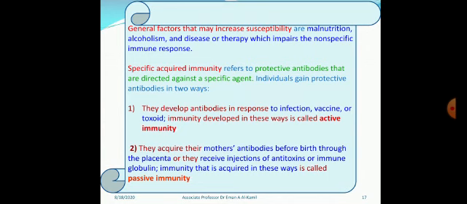Specific acquired immunity refers to protective antibodies that are directed against a specific agent. Individuals have an acquired immunity. For example, passive immunity is developed from the antibodies of the mother passing through the placenta to the baby. So the baby has acquired passive immunity. He is born with some passive immunity against certain infections, especially if the mother is immune against certain infections.